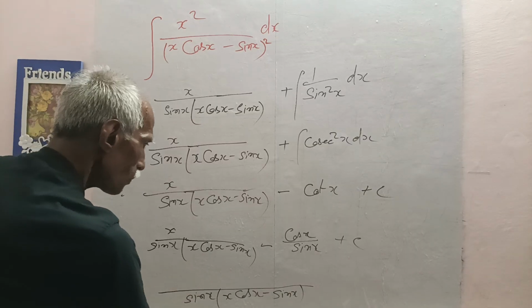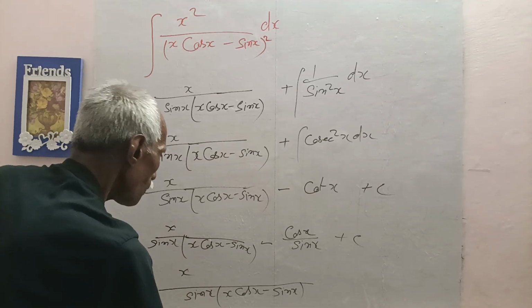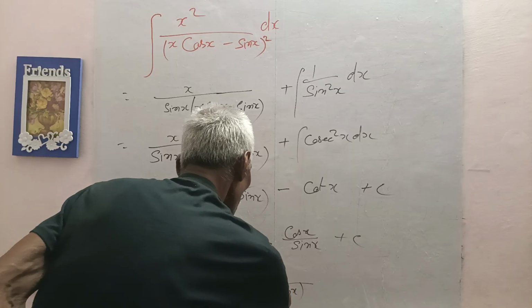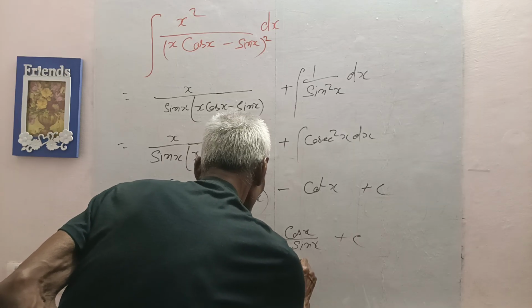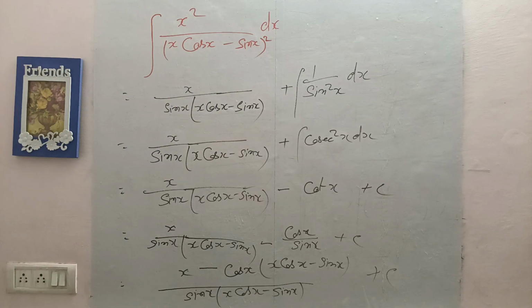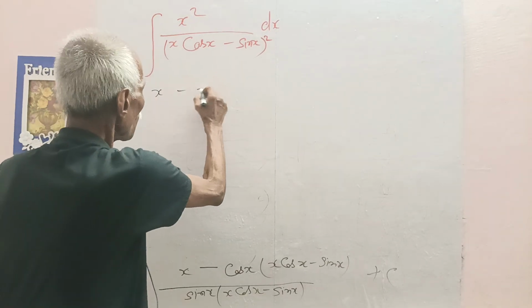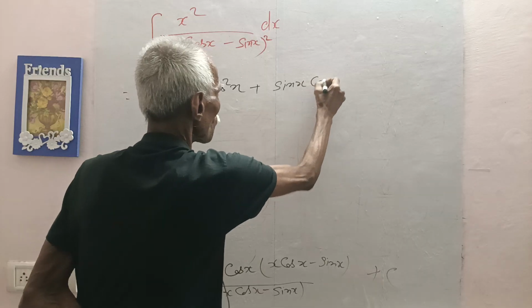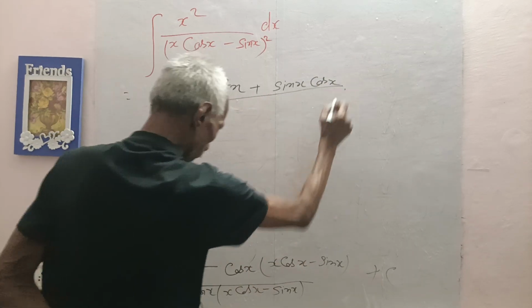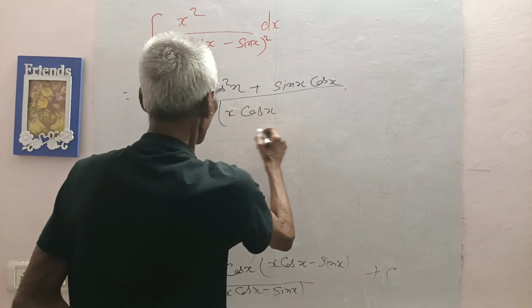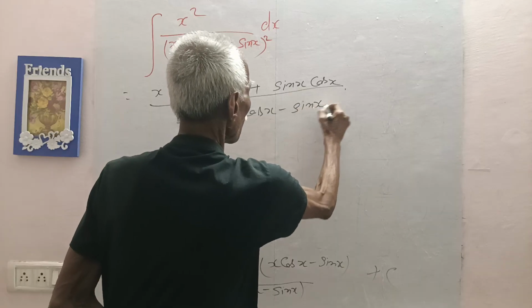Now here will be x minus cos x into x cos x minus sin x plus c. x minus x cos square x plus sin x into cos x by sin x into x cos x minus sin x plus c.